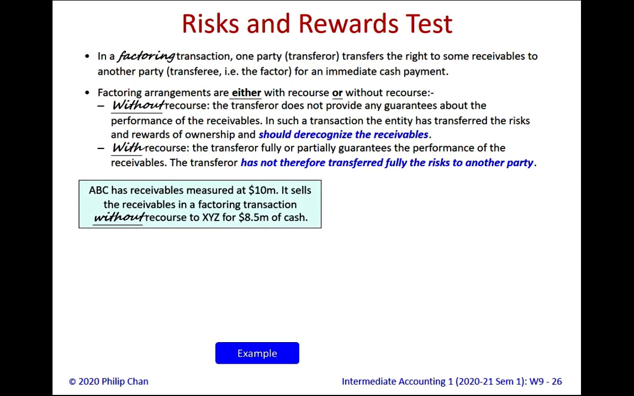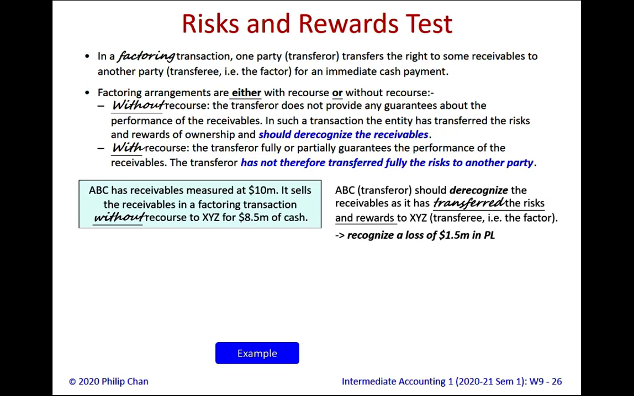ABC, the transferor, has a receivable measured at 10 million. It sells the receivable in a factoring transaction without recourse to XYZ, the factor, for 8.5 million of cash. Without recourse, that means risks and rewards have been transferred fully to the factor XYZ. So the receivable, the financial asset, must be derecognized. So ABC should derecognize that receivable as it transfers the risks and rewards to XYZ.